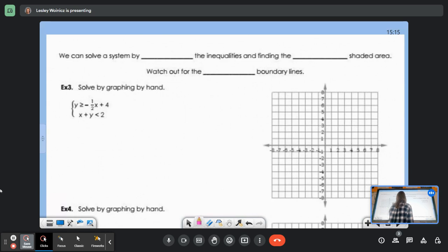All right, so we can solve any systems of inequalities ourselves by graphing. And we will find the double shaded area. Watch out for your dashed boundary lines.